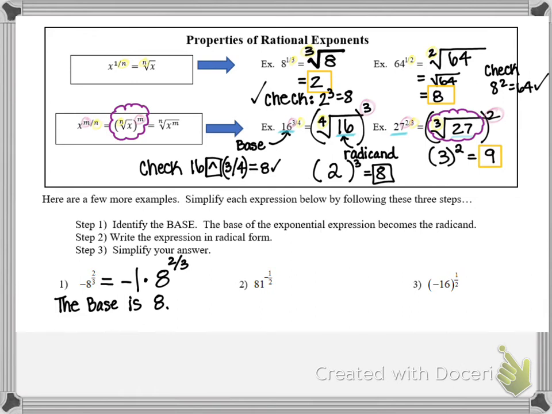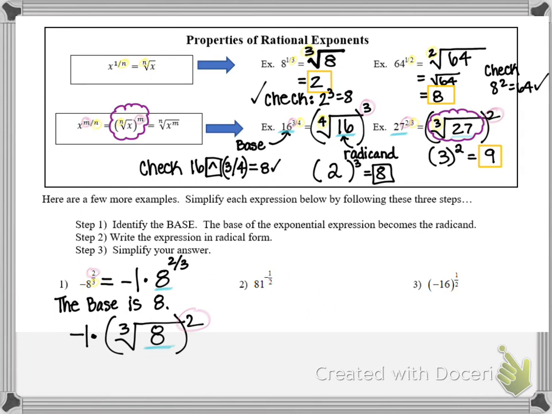Okay. So now let's go through. My denominator of my exponent is 3. So that's going to become the index on my radical. So I'm going to have a cubed root. The base is 8, so my radicand is 8. So I have the cubed root of 8. And then my numerator is 2, so all of that will be raised to the second power. And then I multiply the result of that by -1. So the -1 is the last number I will multiply by.